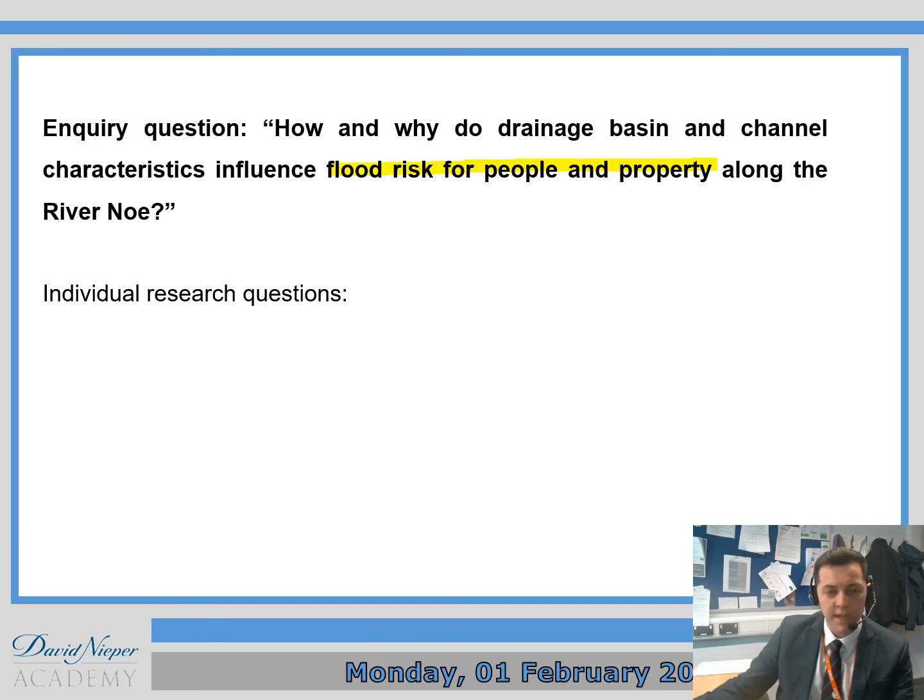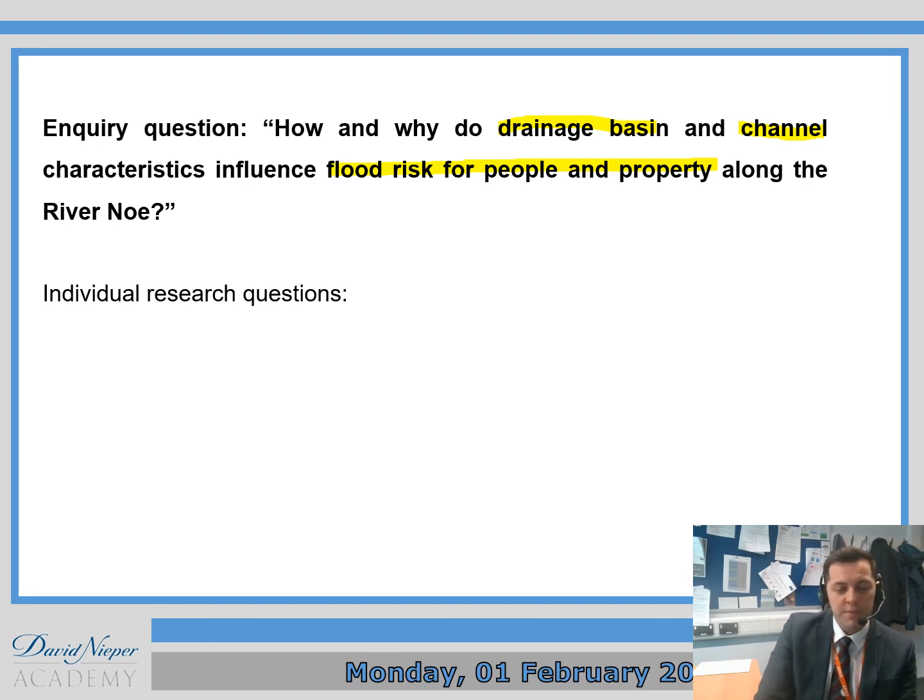Okay, how does that flood risk change along a river's long profile? What we're interested in particular is how the drainage basin, the area of land that collects water for the river and its tributaries, and the channel, the actual passageway that the river's travelling through, influence that changing flood risk. So what is the changing flood risk along the long profile, and how is it explained by or influenced by what the drainage basin is like at different points on the river and what the channel is like at different points on the river.